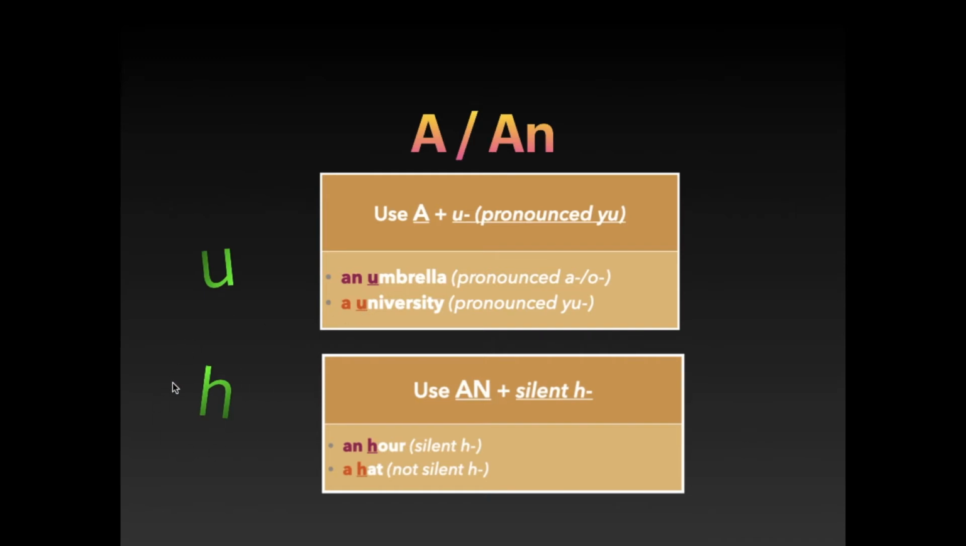H is also a problematic letter. Sometimes it is silent, okay? So an hour, we do not pronounce the H, hour. So it's a silent H, it has a vowel sound, we use an hour. And here it has a consonant sound, hat. It's not silent, we pronounce this hat. So here we use a hat, okay? So it's not about the letter, but it's about the sound.